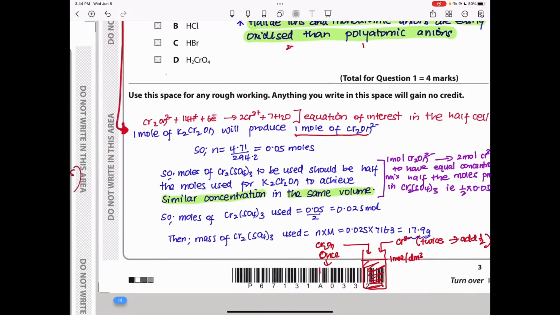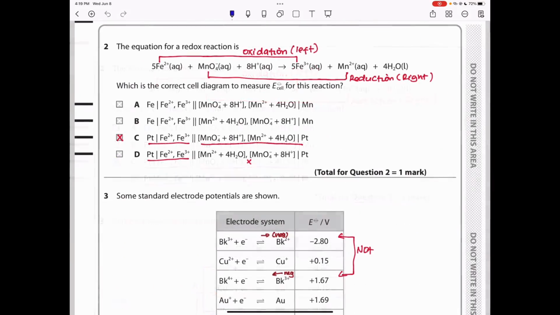Let's go to the next question. Question 2. The equation for a redox reaction is as given. They say which is the correct cell diagram to measure the E theta for the cell for this reaction. If we want to be able to write or draw the correct cell diagram, we have to look at the equation to find out where oxidation is occurring and where reduction is occurring. So here we can see iron 2 is being converted to iron 3. It means that is oxidation.